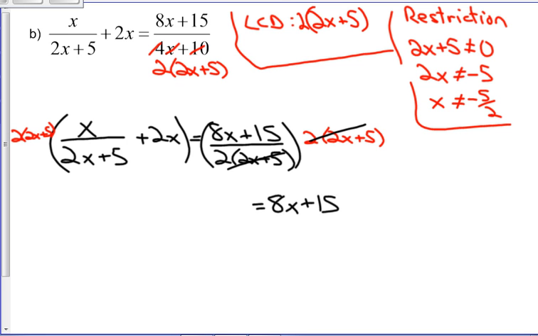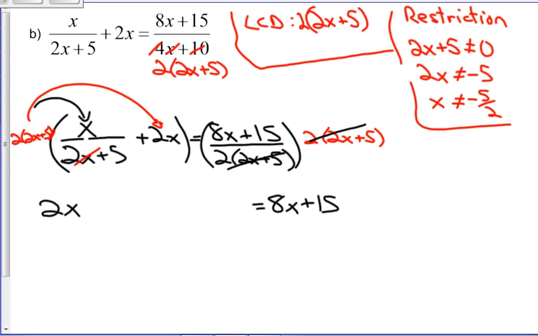On the left-hand side, the classic mistake is to divide out this 2x plus 5 here, which is fine, and get 2x. But it's only divided out for this one multiplication. When we go to multiply by 2x, we still have to consider that 2 and the 2x plus 5. Over here, those are going to divide out in this one. When we multiply into this, we'll have 2x times 2 times 2x plus 5.